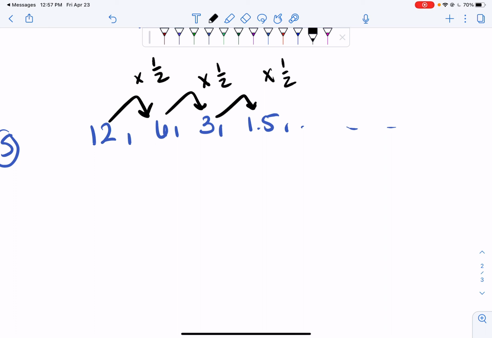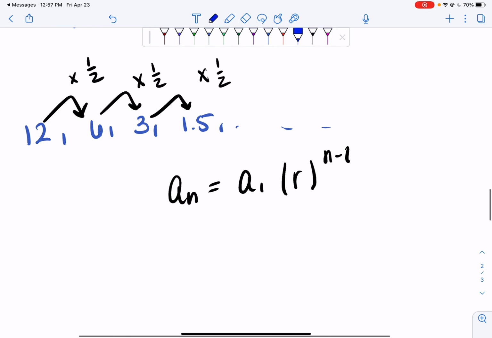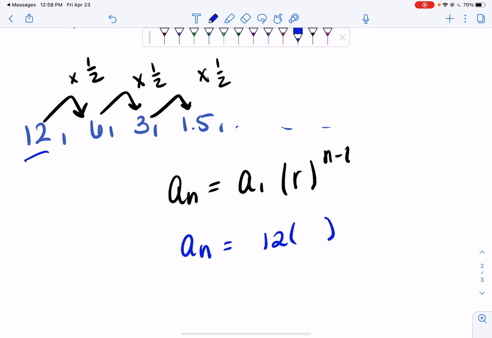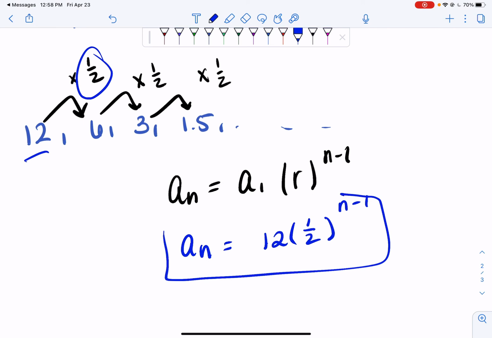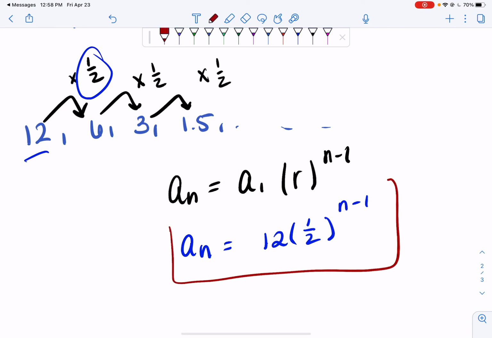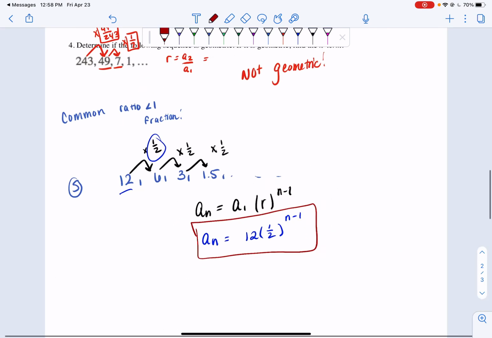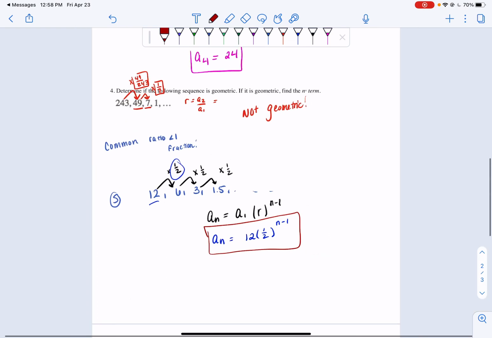So if I look at this, I can actually write a rule. A sub n equals a sub 1 times r to the n minus 1. And if I look, my first term is a 12, so I can say a sub n is equal to 12. My common ratio is 1/2, and then I have raised to the n minus 1. So it is possible to have a common ratio of a fraction or a decimal, and it can be less than 1.